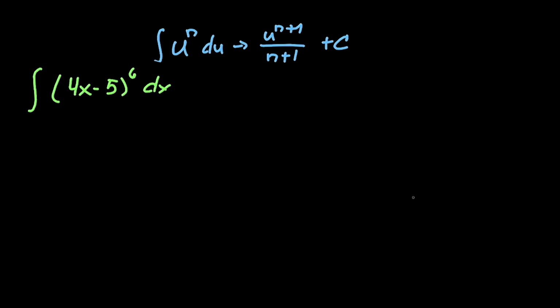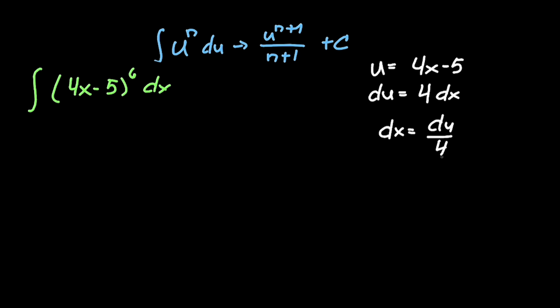The integral of (4x minus 5) all raised to the power of 6 dx. u here would be 4x minus 5. du would be 4 dx, so dx here would be du over 4. You substitute it back, you will get 1 over 4 the integral of u raised to the power of 6 du.